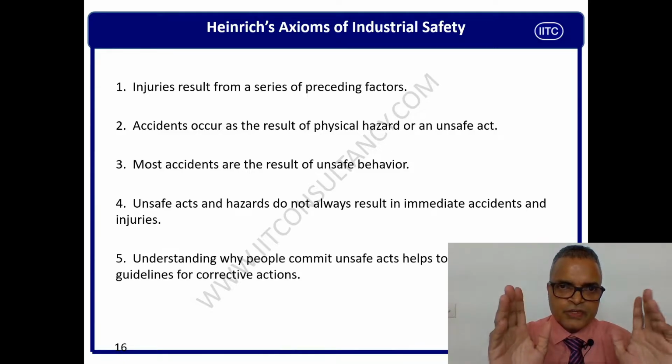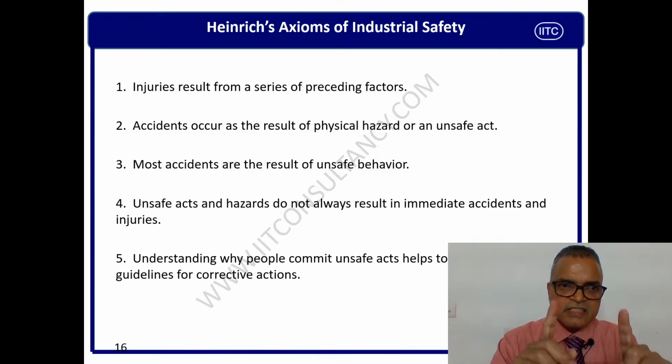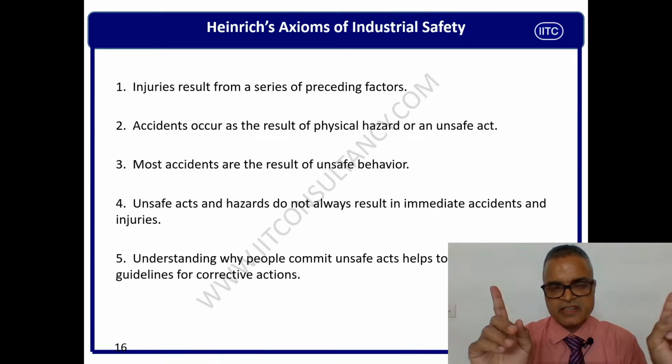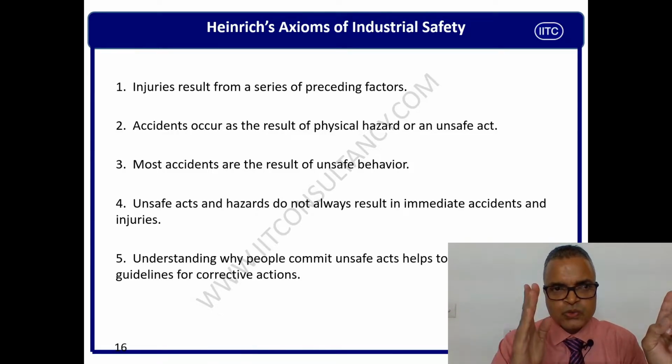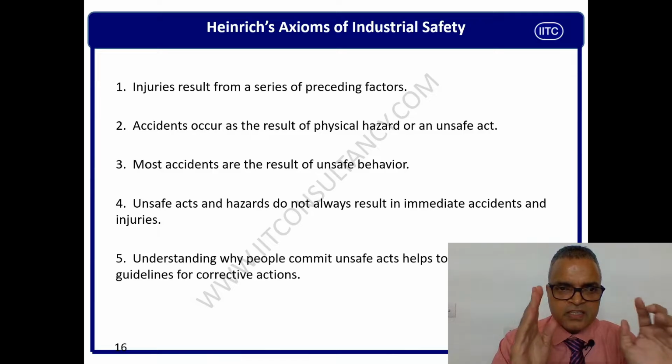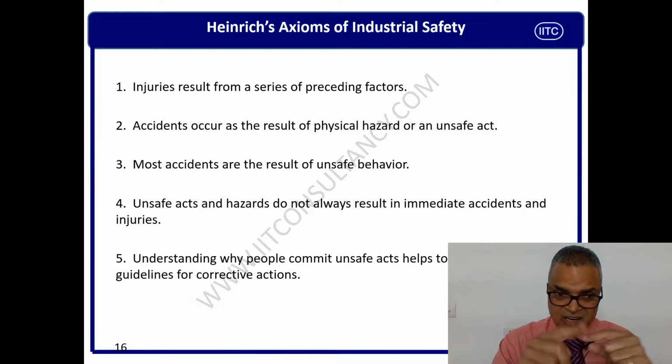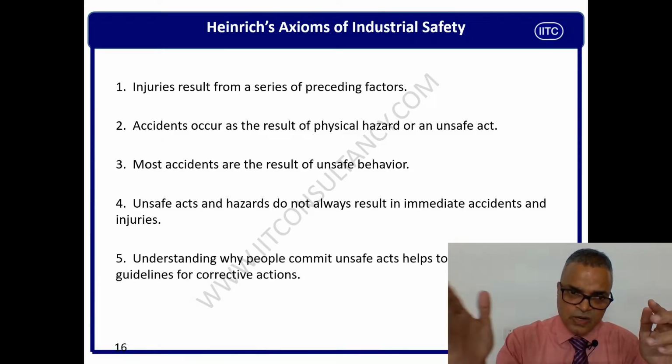Heinrich's axioms of industrial safety say that injuries result from a series of preceding factors. There is a series of events that results in a serious incident or injury. Accidents occur as the result of a physical hazard or an unsafe act or unsafe behavior. Most accidents are the result of unsafe behavior. Unsafe acts and hazards do not always result in immediate accidents and injuries. This point is to be noted. These are the series of failures.